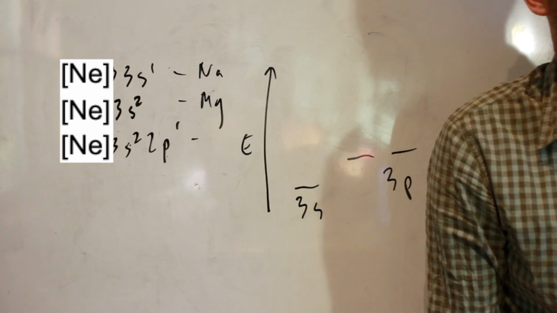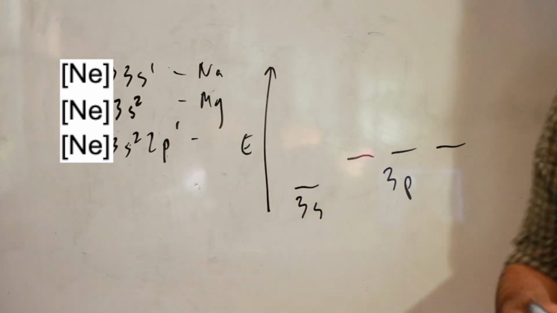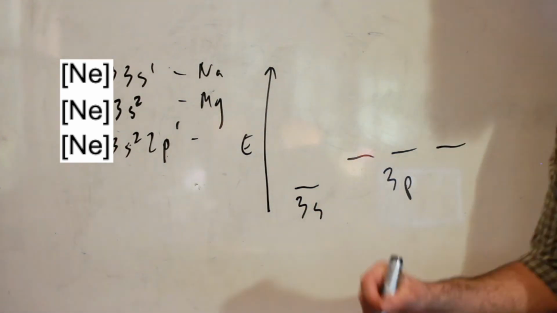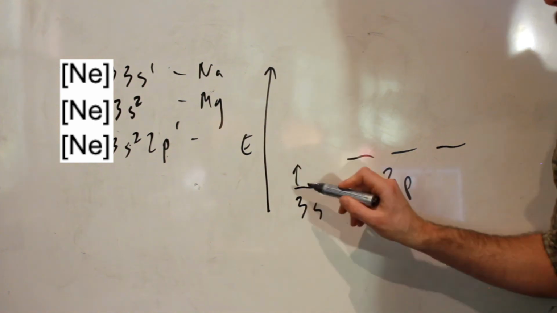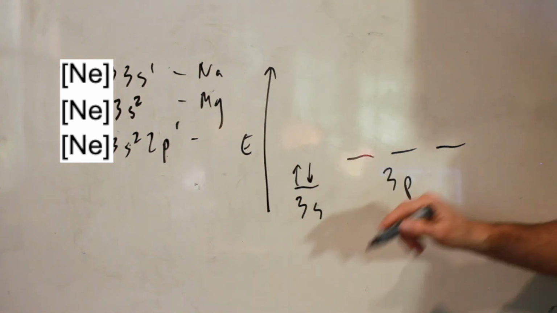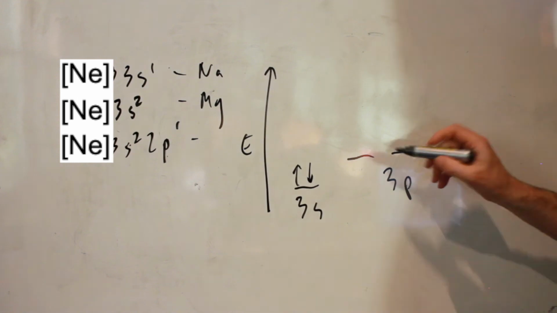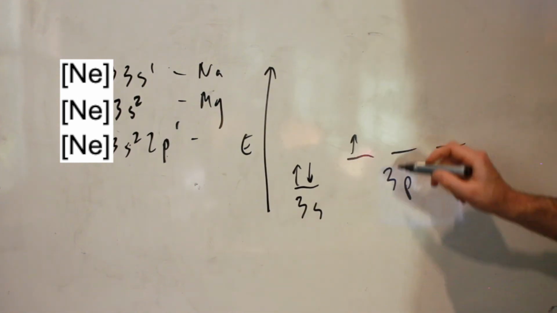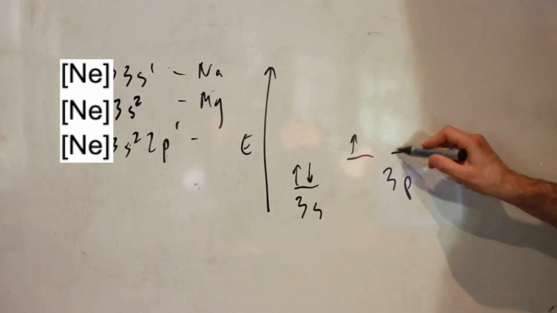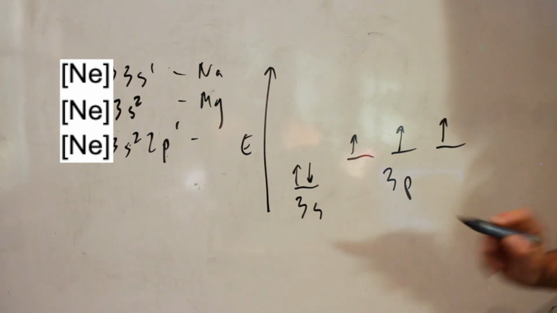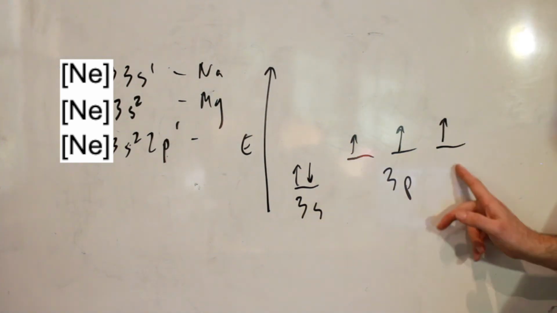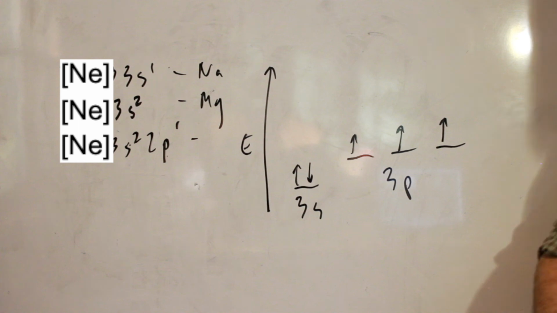So if I were to write out the subshell config from 3s for our period 3, we'd have sodium, 3s1, magnesium, 3s2. Then we would have aluminium, where we enter the P subshell. Then we have silicon. Then we have phosphorus. Remember, we fill our empty orbitals before we pair up, spin pair up.